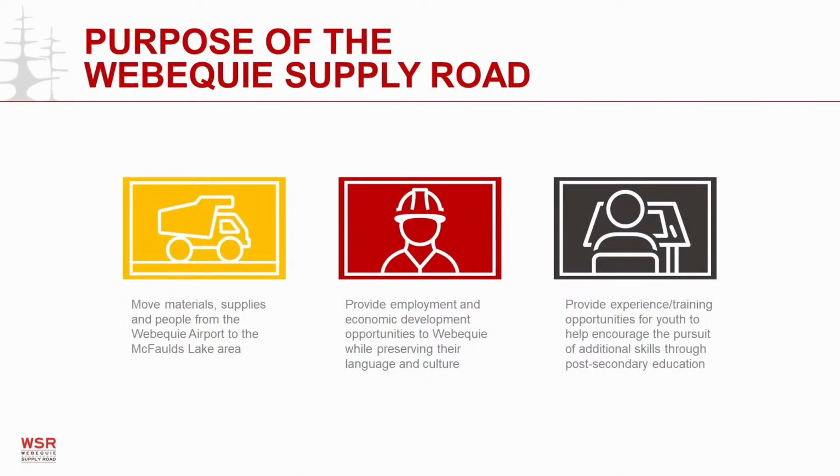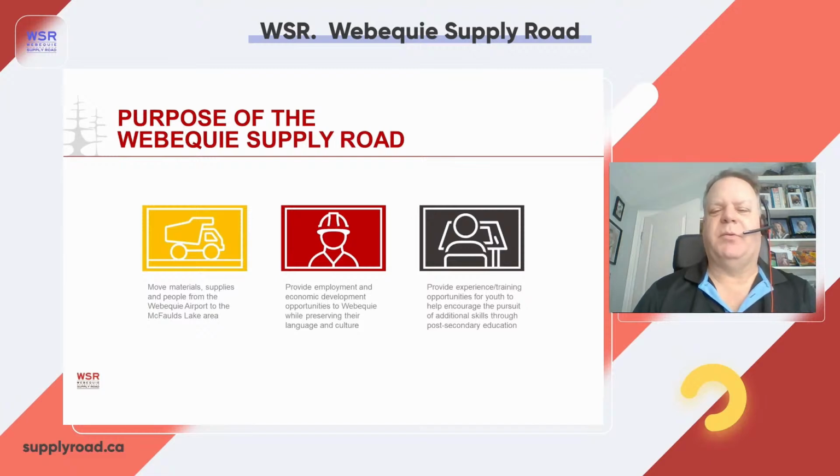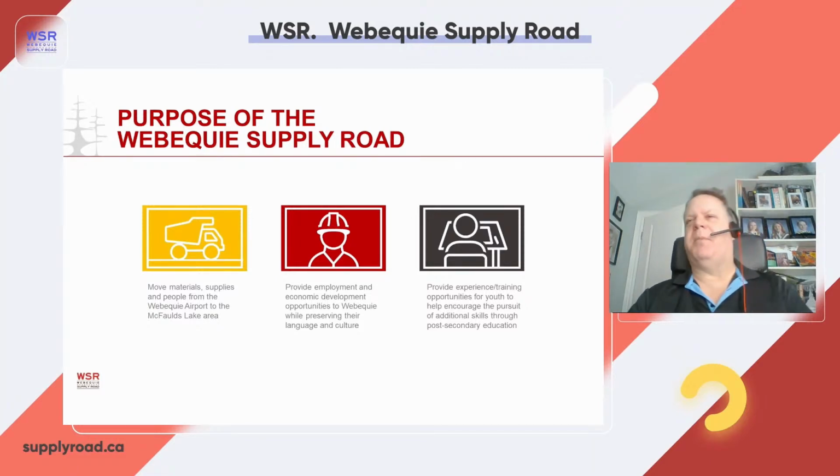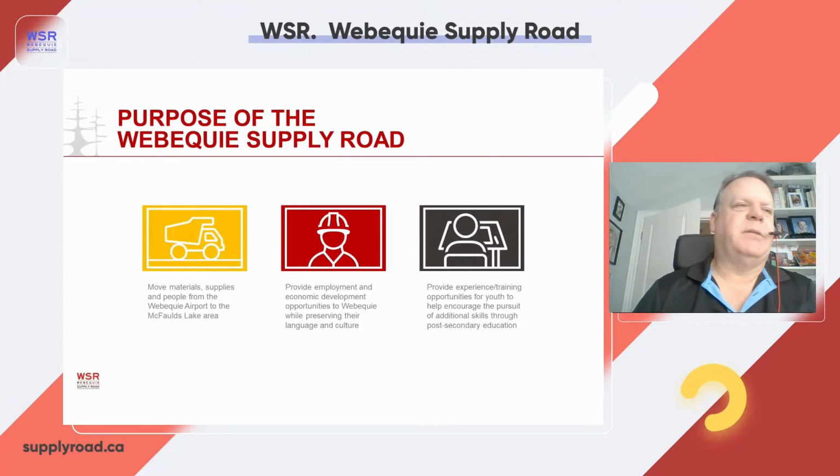The first being the movement of materials, supplies, and people along the road from the airport to the mineral development area, the Ring of Fire. The second is to provide employment and economic development opportunities in general to the Webequie First Nation, while allowing community members to preserve their language and culture and continue to live in their community, which is important. And then finally, providing experience and training opportunities for youth to help encourage the pursuit of additional skills through different types of post-secondary education.